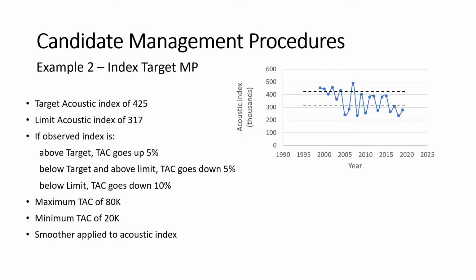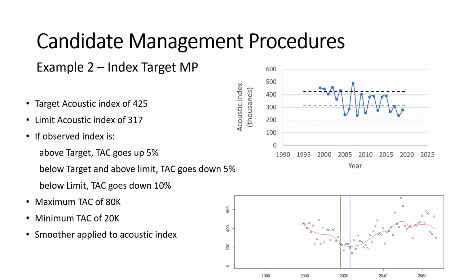The second example MP is similar to the one presented in the last online meeting. It is a simple index targeting MP and uses the same target and limit control points. If the observed index is above the target, the TAC is increased by 5%. If the index is below the target, the TAC is reduced by 5%. And if the index is below the limit control point, the TAC is reduced by 10%. This MP also has a minimum and maximum. In this case, a maximum TAC of 80,000 tonnes and a minimum of 20,000. Unlike the previous example, where the MP used the index directly, this MP applies a smoother to the acoustic index.